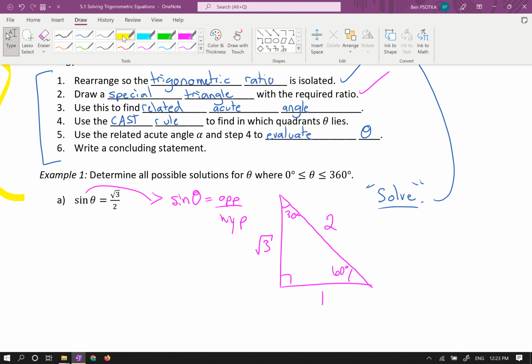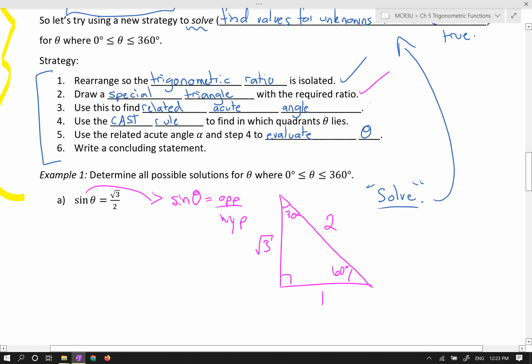Next, what we're going to do is find the related acute angle. This is the step that differs from our approach in the warm-up question. And if you're not sure, head back up there and double check, compare our strategies after you know what you know here. So we need to find the related acute angle. All we need to do is find which angle has an opposite side of root 3 and a hypotenuse of 2. And the key here to remember, what we're solving for is not theta. What we're solving for is alpha.